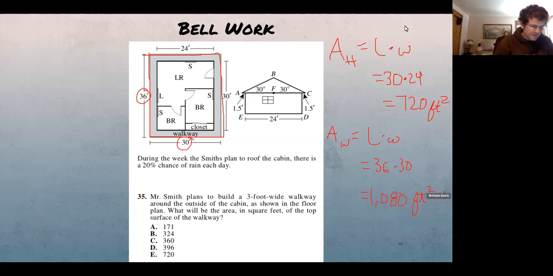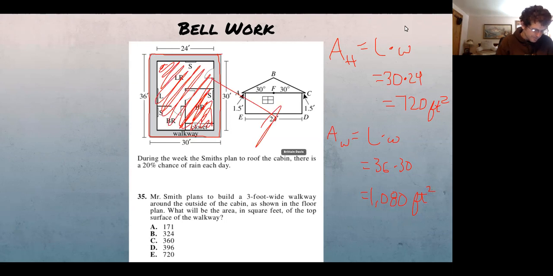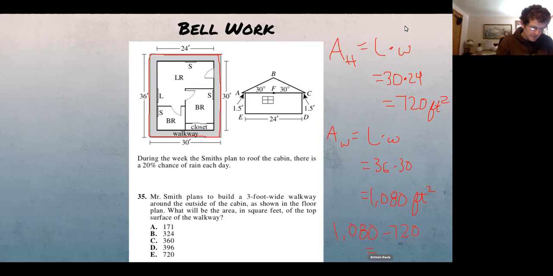So if we're trying to find the area of the shaded region up here, what that will end up being is our big rectangle minus the smaller one. I can just subtract that away, and what's left over is just the shaded area. So I can take the 1,080 minus the 720, and that gets me a total of 360 square feet.